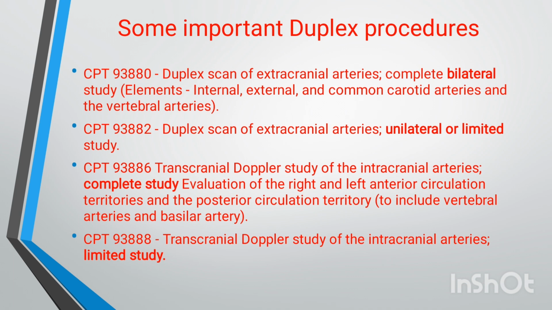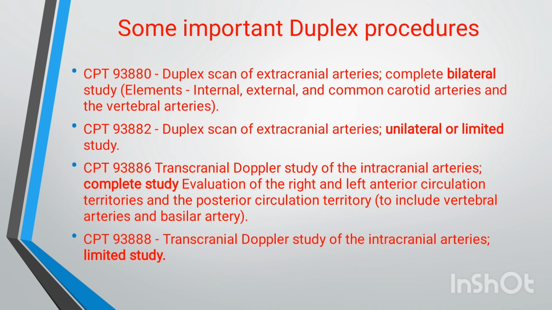This is a bilateral code, hence it requires both right and left internal, external and common carotid arteries and the vertebral arteries in the report. In case any one of the arteries is missing from the above mentioned arteries, then we need to go with the limited code, that is 93882. Or in case only right side carotid arteries are examined, then we need to bill CPT 93882.